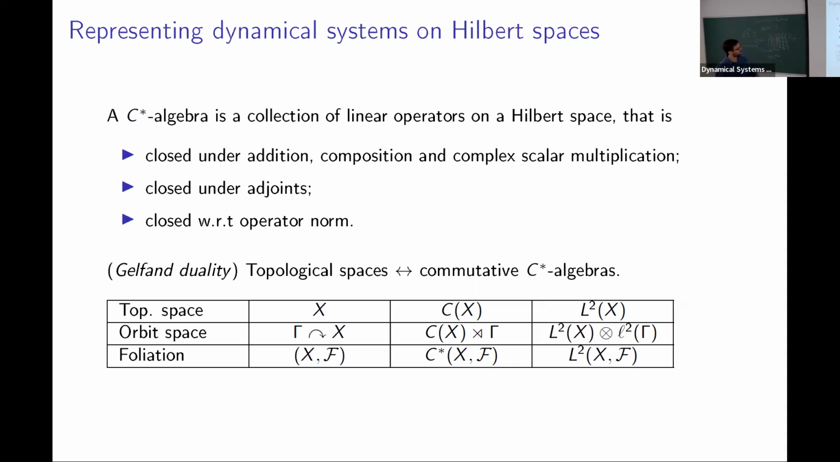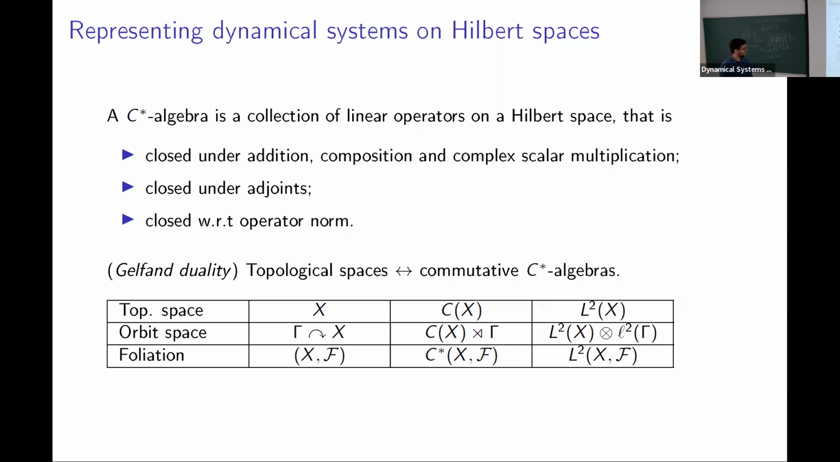A C*-algebra is a collection of bounded operators on a Hilbert space in a way that it forms an algebra. You also have the notion of an adjoint, like the complex transpose, the conjugate, and you also have the operator norm on the bounded operators on a Hilbert space. You want this algebra to be closed under the operator norm. Here are some examples.